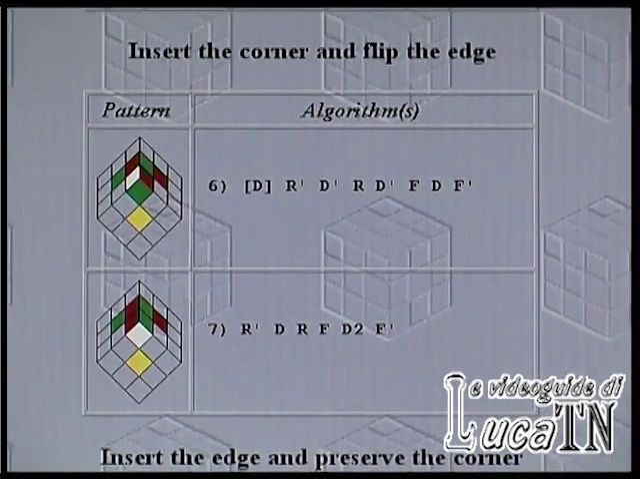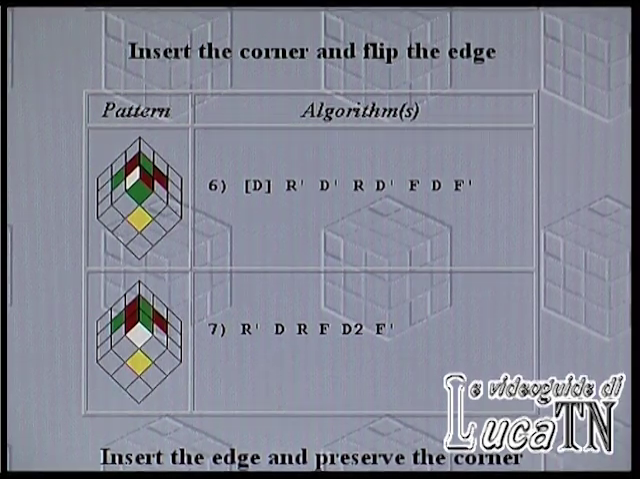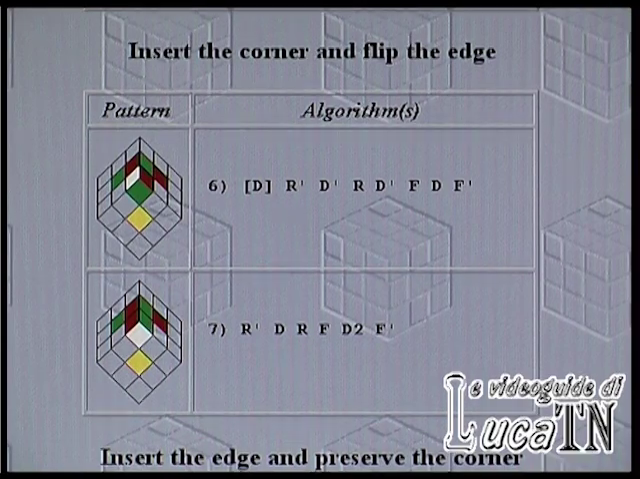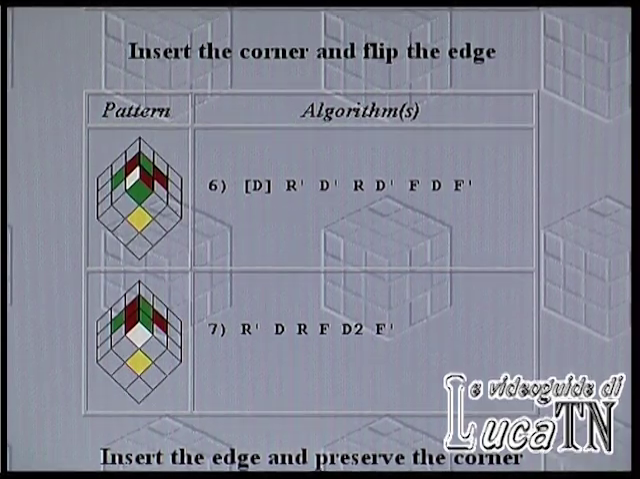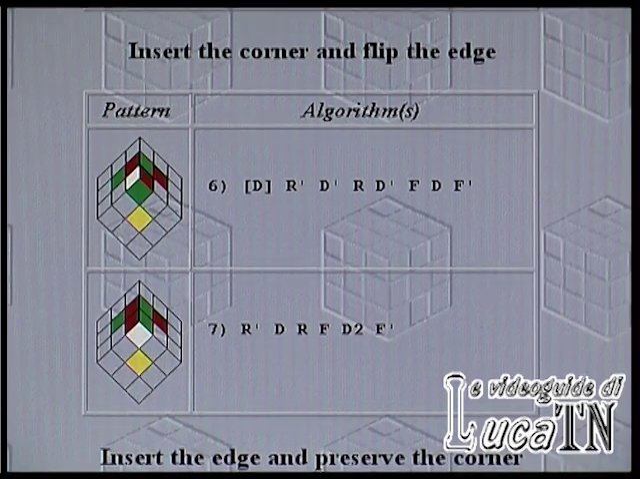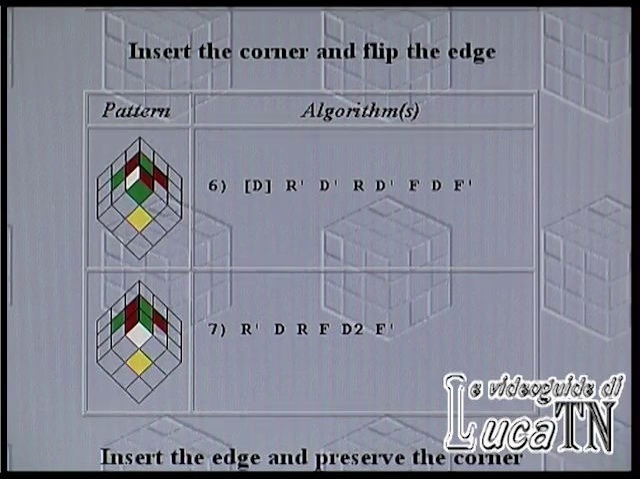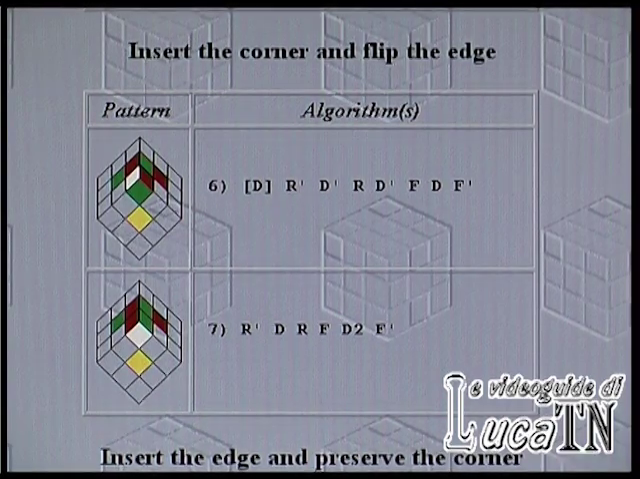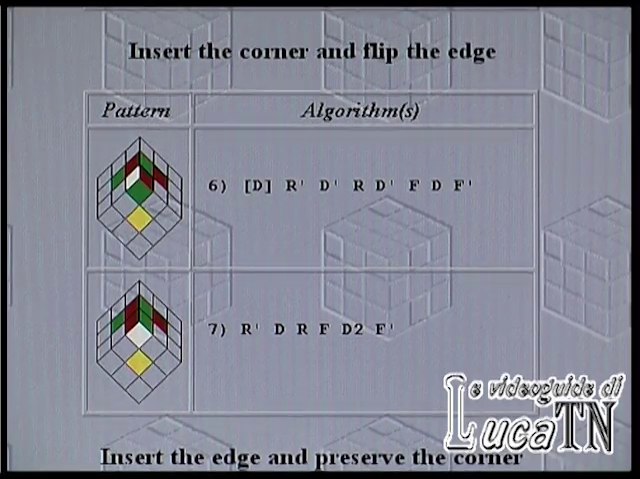This is the insert the corner and flip the edge, solved by algorithm number 6 and 7. In both cases we have to insert the corner, but in the first case the white is facing us, and in the second one the white is on the bottom. In both cases the edge needs to be twisted.